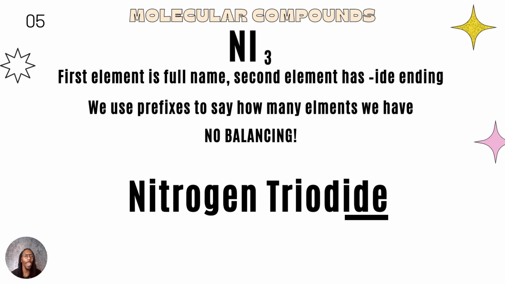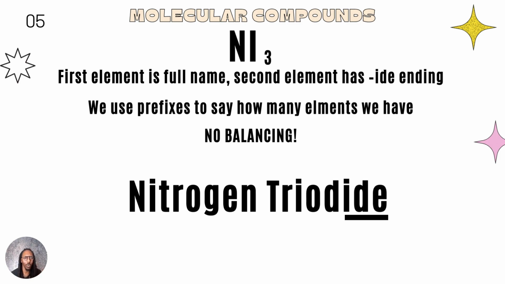Now here's the new and most critical thing: in this case, I need to add my prefixes. So let's talk about this. I need to add my prefix to let me know that I have three iodines. So the prefixes that we're going to be using are mono, di, tri, tetra, penta, hexa, hepta, octa, nona, deca. Know the basic 10, the first 10.